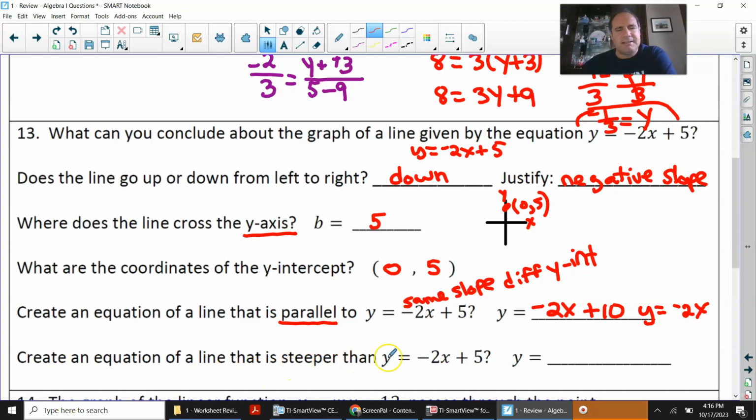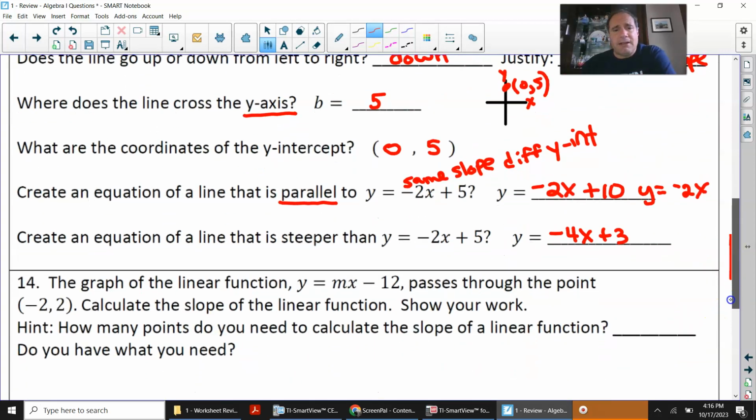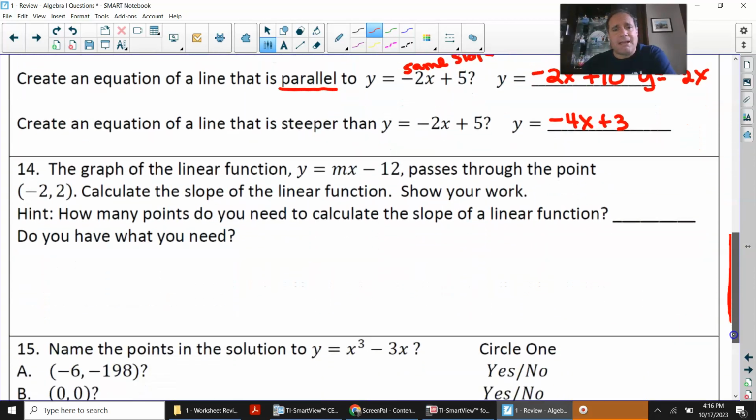Create an equation that is steeper than y equals negative 2x. All you have to do is put any number that is further away from 0. It doesn't matter what the y-intercept is. The number has to be further away. Negative 4 is further away than negative 2.